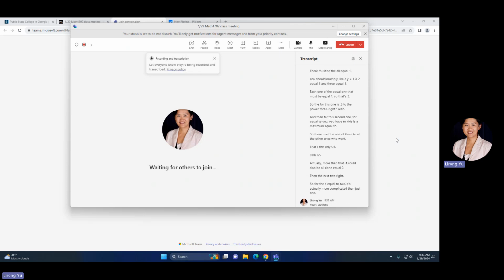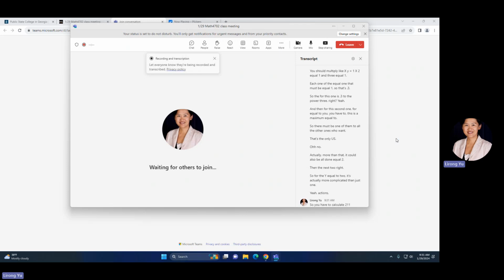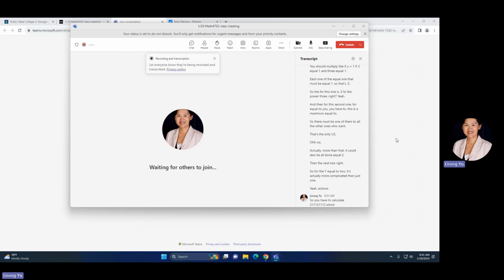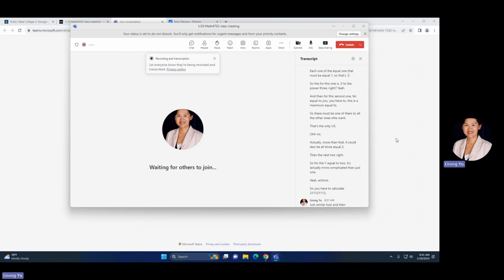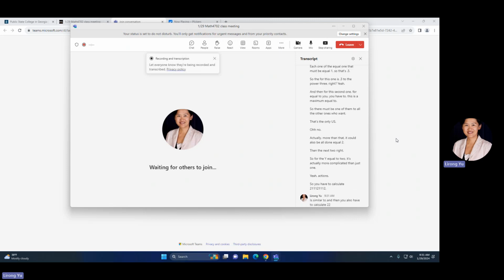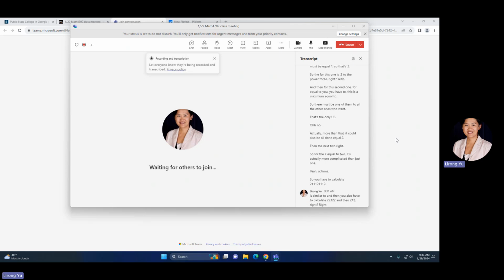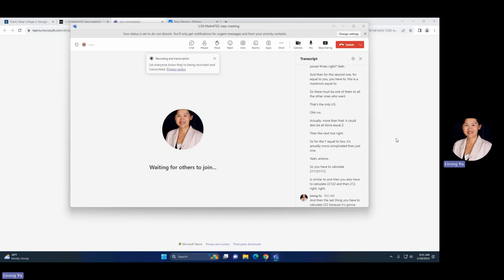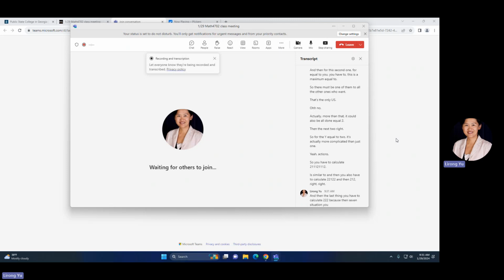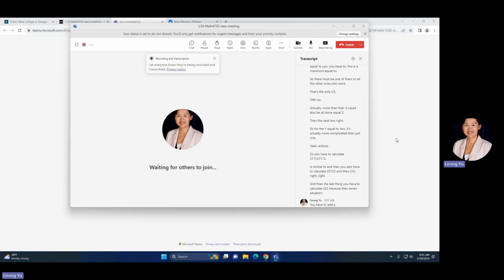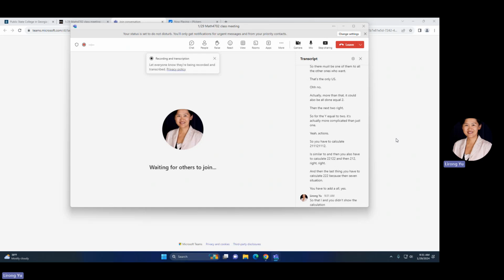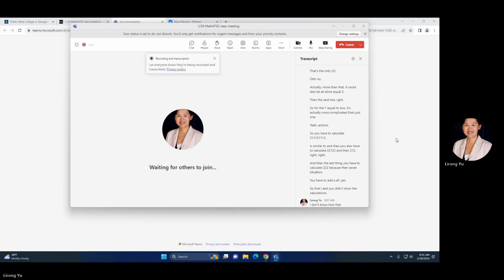Yeah. So you have to calculate 2, 1, 1, 1, 2, 1, 1, 1, 2, which is similar to 1. And then you also have to calculate 2, 2, 1, 1, 2, 2, and then 2, 1, 2. Right. And then the last thing you have to calculate is 2, 2, 2. That is 7 situations, and you have to add up all the 7 probabilities. Yes. You didn't show the calculation, so I don't know how that would be calculated.